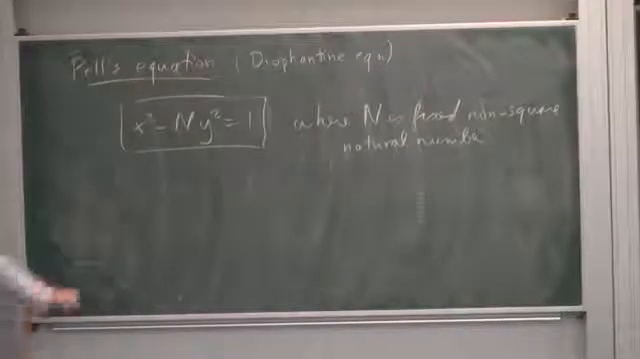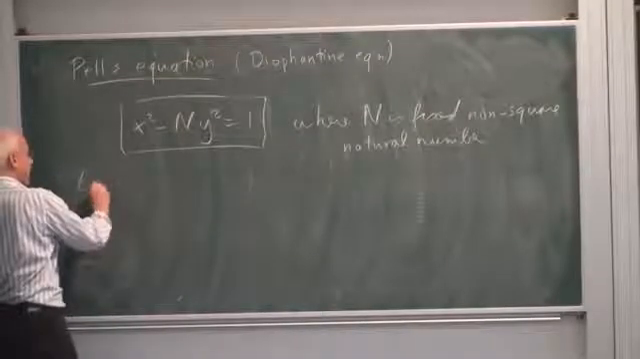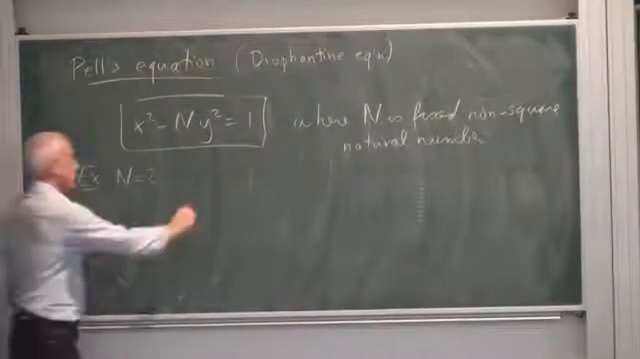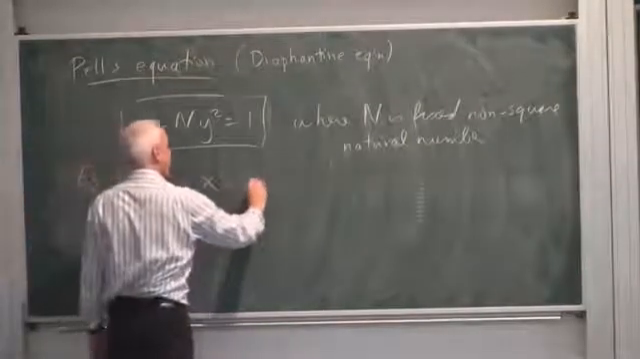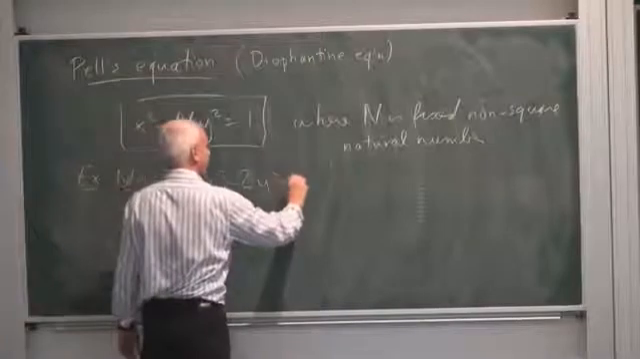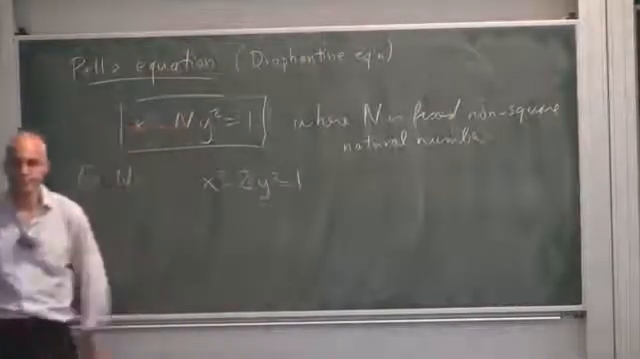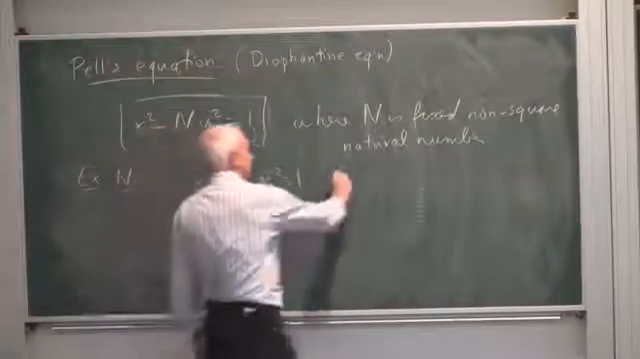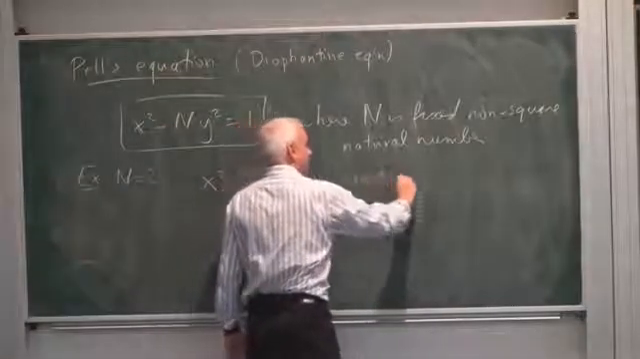The simplest example is when n is 2. And that's one that the Greeks were interested in. So this is a special case of Pell's equation, x squared minus 2y squared equals 1. We're looking for natural number solutions.